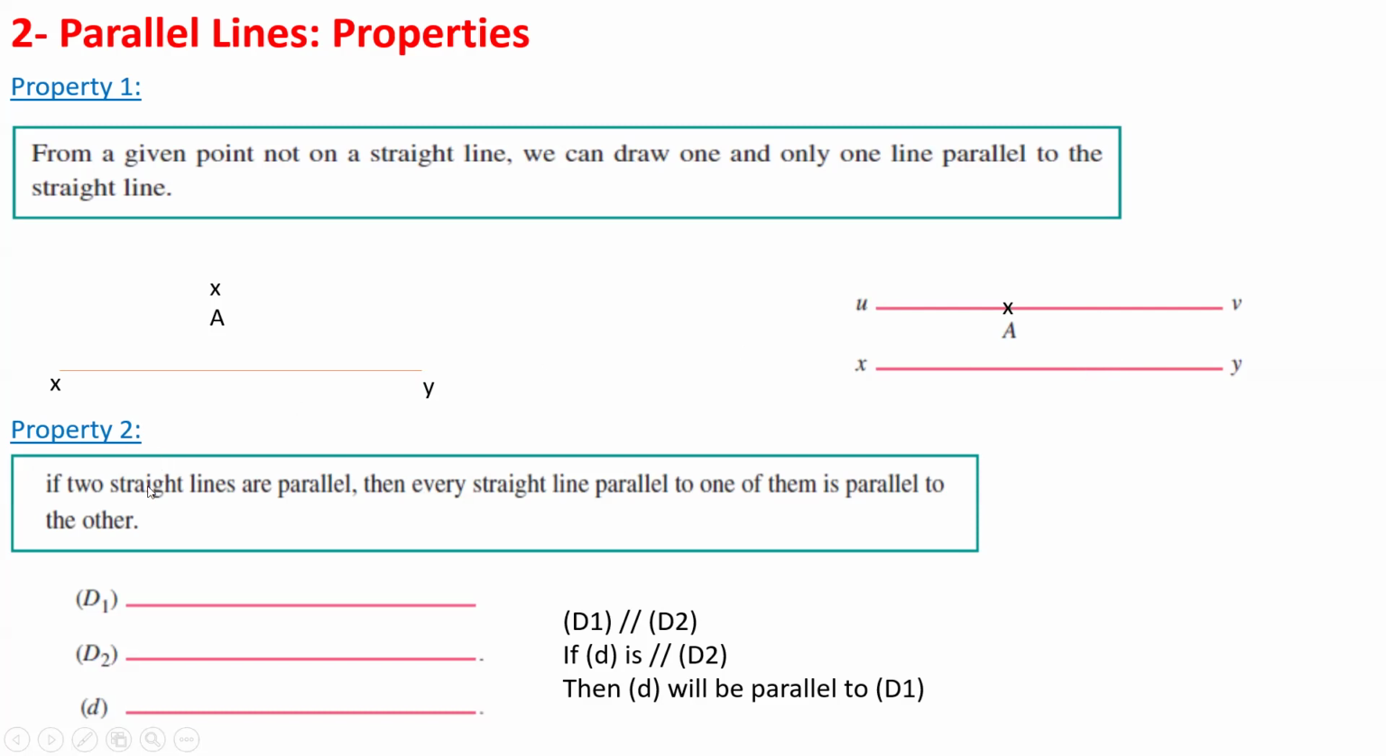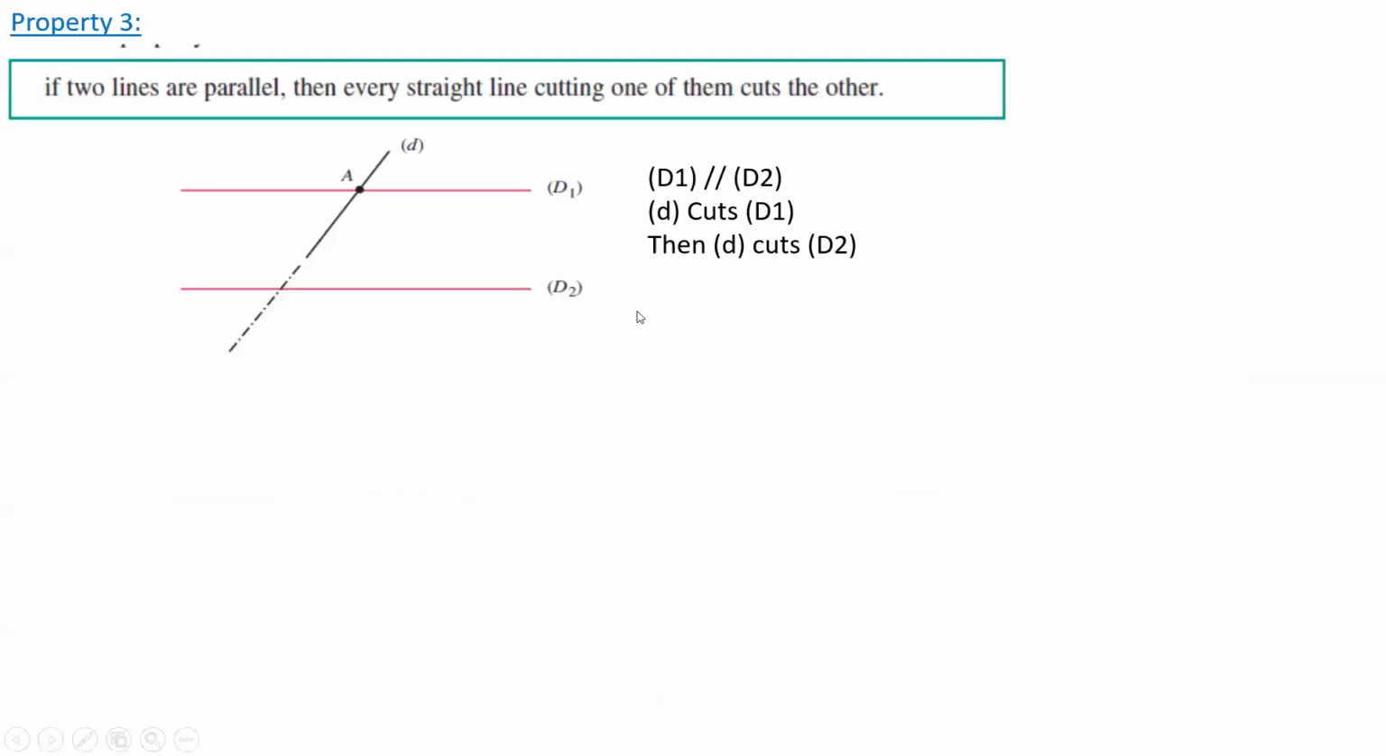Property number 2, if two straight lines are parallel, for example, if we have two straight lines D1 and D2 parallel to each other, line D1 parallel to line D2, then if I draw line D parallel to line D2, then these three lines will become parallel to each other. Then D1 is parallel to D2 and parallel to D. So if two straight lines are parallel, then every straight line parallel to one of them is also parallel to the other. These are the properties of parallel lines.